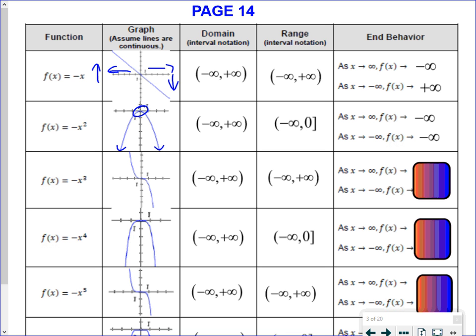For the third row, we have f of x equals negative x to the 3rd power. The domain and range are still all real numbers. That doesn't change from f of x equals x cubed, but the end behaviors are going to flip. They're now the opposite of what it was on the last slide. So as x is going to infinity, f of x is going to negative infinity now. And as x is going to negative infinity, f of x is going to positive infinity.